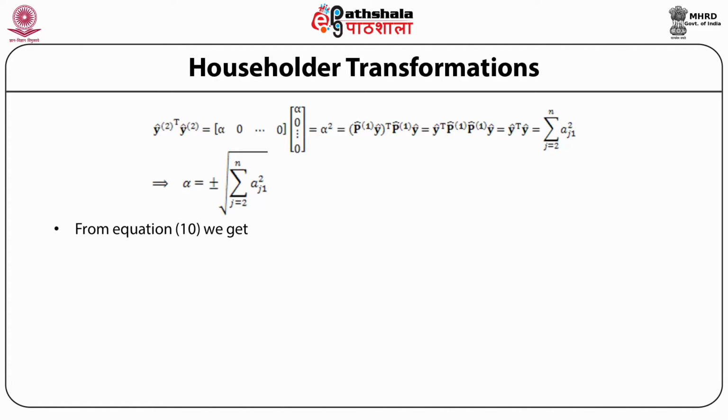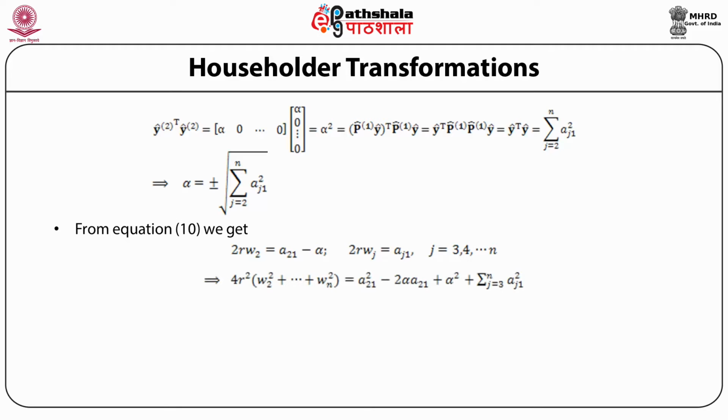So now from equation number 10 we get 2rw2 equals a21 minus alpha, 2rwj equals aj1, where j takes values from 3 to n, and 4r square into w2 square up to wn square equals a21 square minus 2 alpha a21 plus alpha square plus summation j equals 3 to n aj1 square, which is further equals summation j equals 2 to n aj1 square minus 2 alpha a21 plus alpha square equals 2 alpha square minus 2 alpha a21.